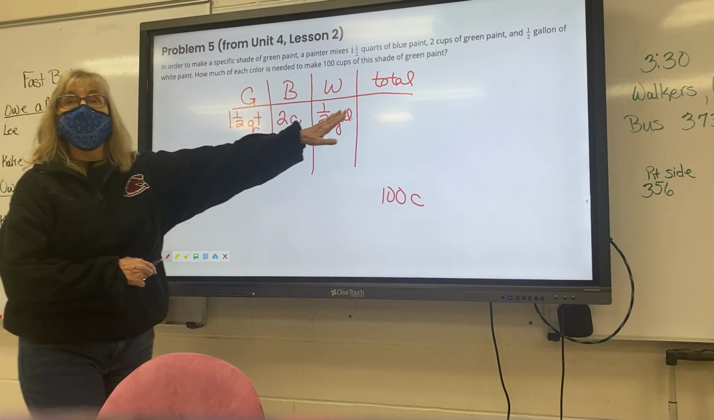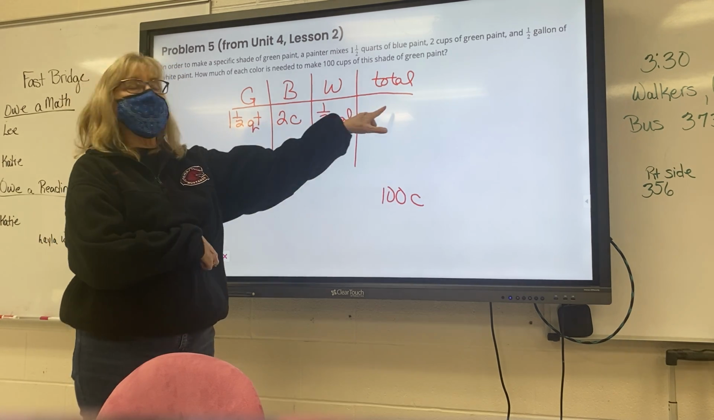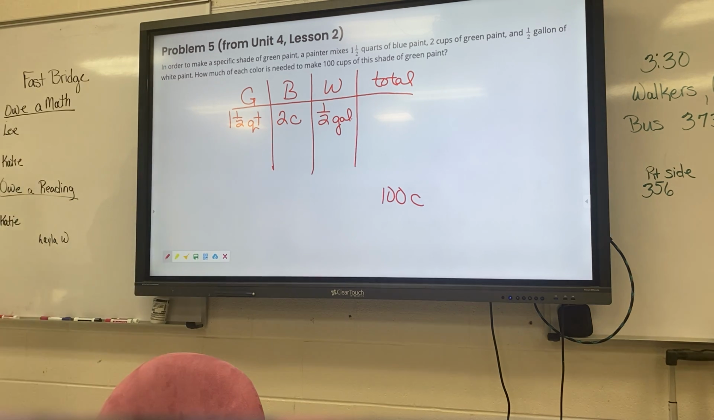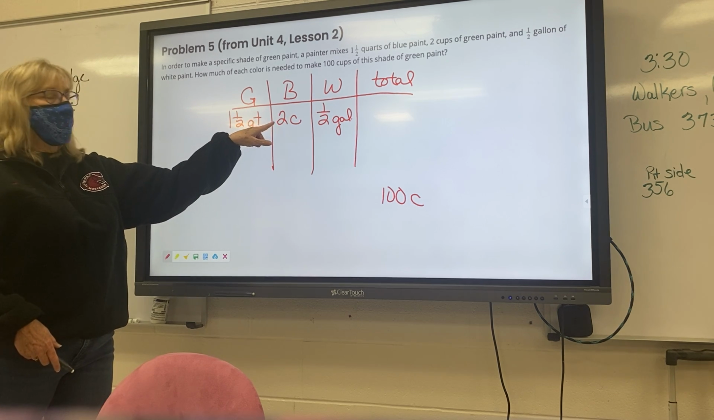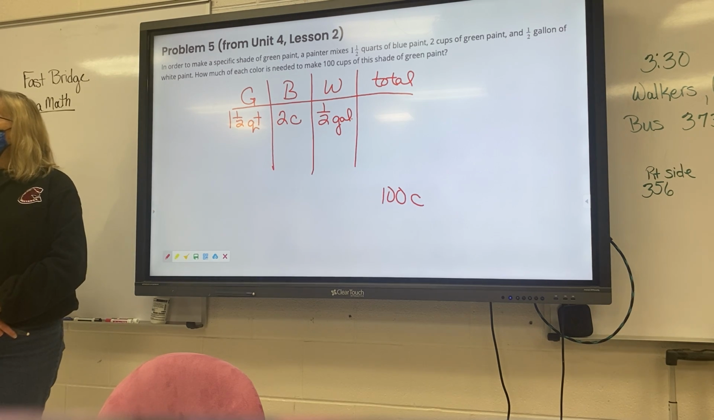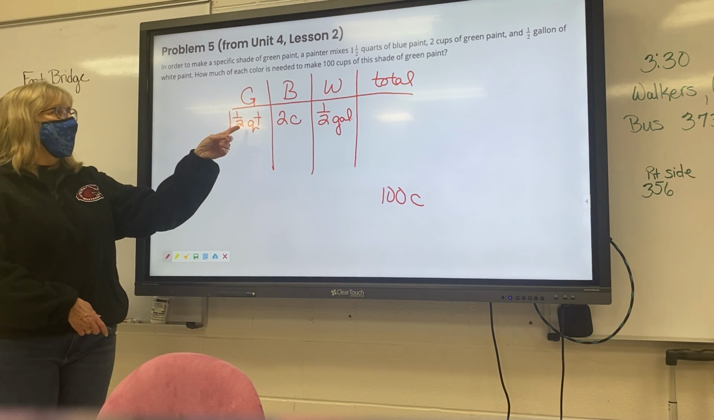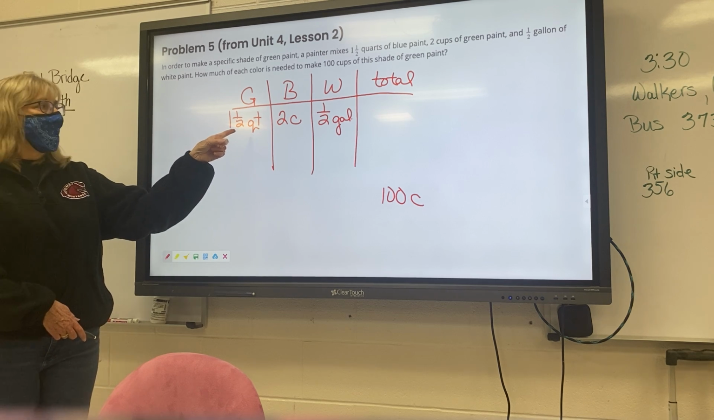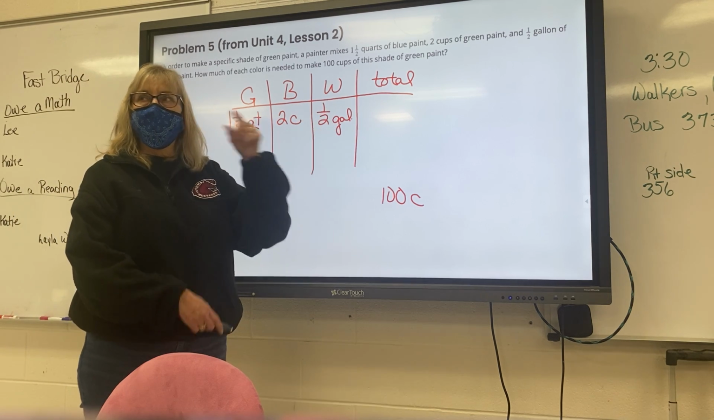I'm not going to have enough to make 100 cups, so I'm going to have to figure out what my multiplier is to get me to 100. Do I add just these numbers to figure out how much I have now? Can I just add those numbers to figure out how much paint I have? Yes. No. Yes. So I can add 1.5 + 1/2 makes 2 + 2 makes 4. So do I have 4? Yes. That's all you have right now. I have 4 what? Gallons. Huh. I have 1.5 quarts. I have 2 cups, and I have 1/2 gallon.